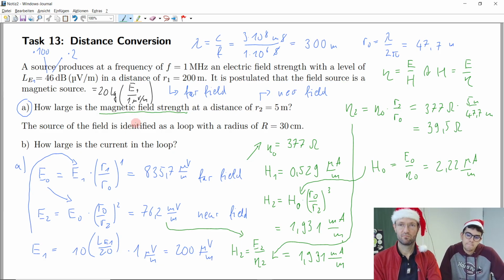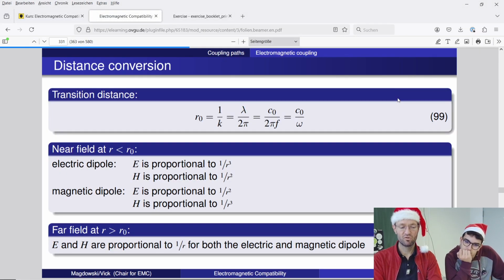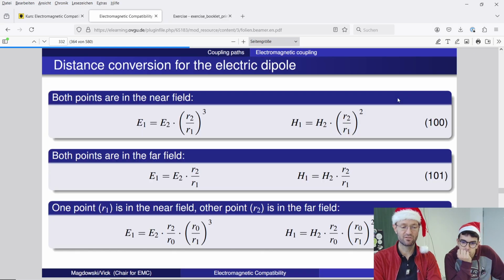Okay, more questions? And okay. 377 is fixed. And the 377 is fixed for the far field. For the near field, it depends. It depends on the distance. It depends on this distance with respect to the transition distance. Yeah, and this is all also more or less nicely written in the lecture slides.